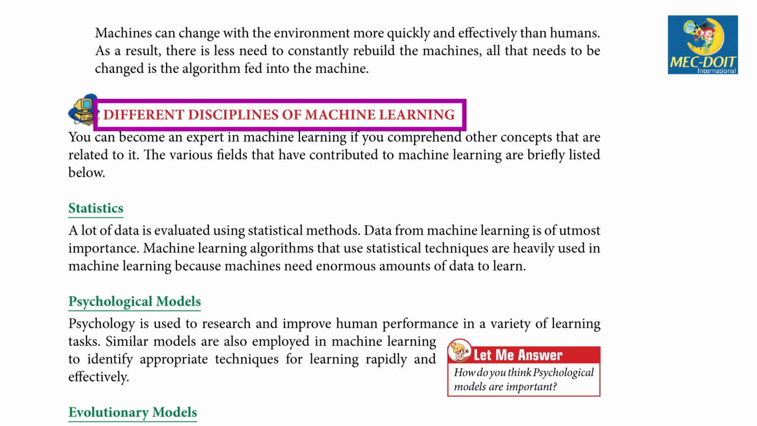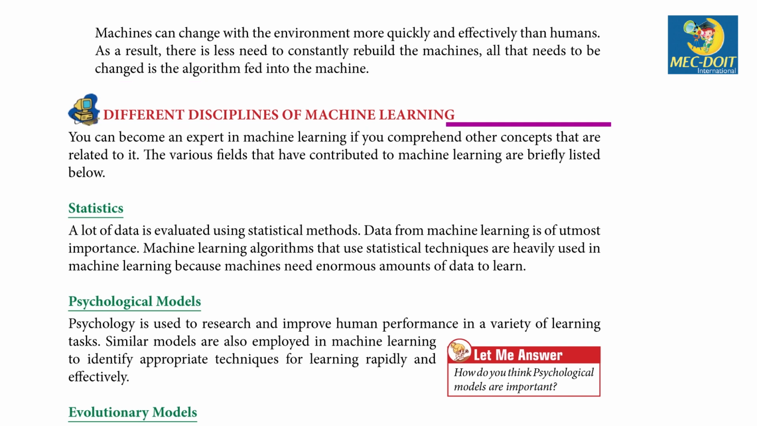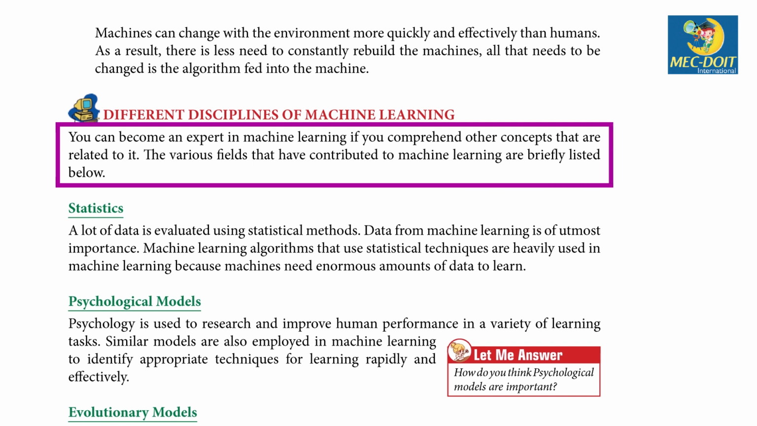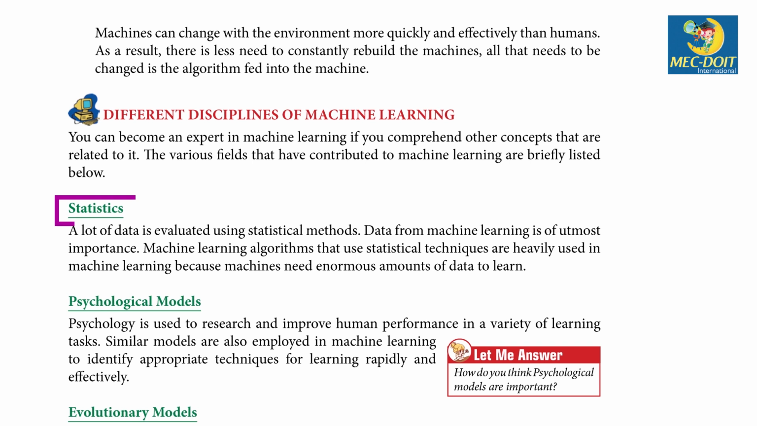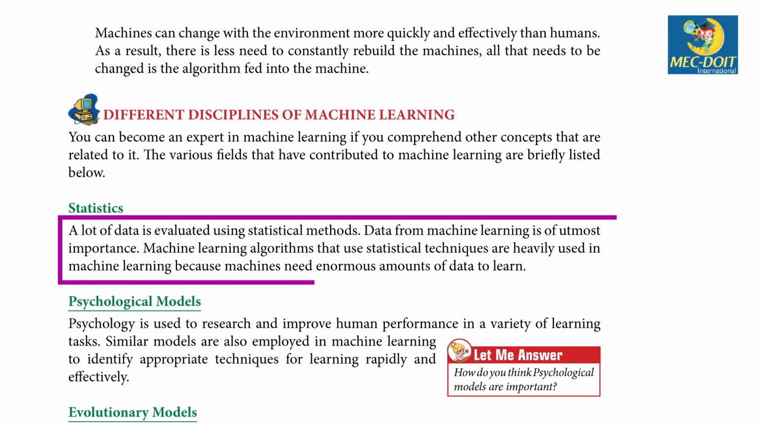Different disciplines of machine learning. You can become an expert in machine learning if you comprehend other concepts that are related to it. The various fields that have contributed to machine learning are briefly listed below. Statistics. A lot of data is evaluated using statistical methods. Data from machine learning is of utmost importance.